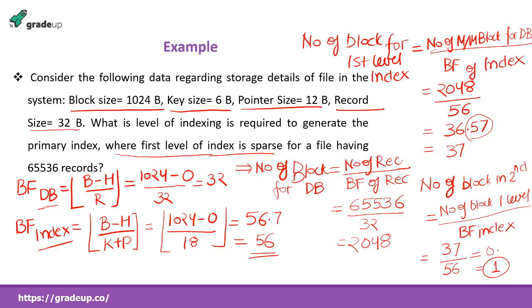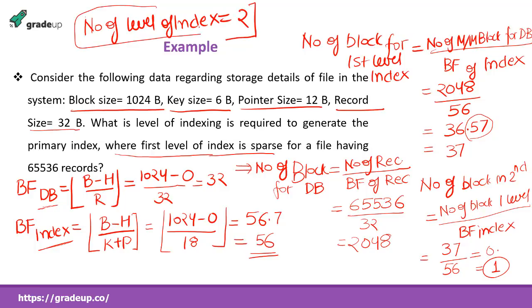Is further indexing required? No, we need not require further level of indexing. So the level of indexing here is, tell me, 2. We will apply indexing till the time our index is going to have only one memory block. We have clearly observed this thing with an example.